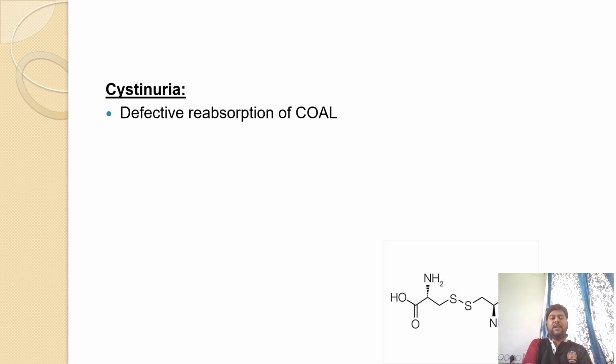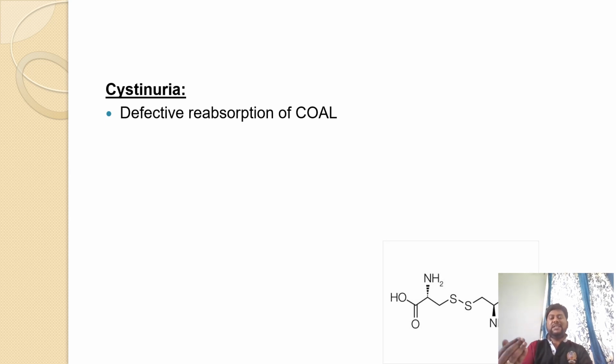Okay, so for reabsorbing each individual amino acid, we have many different transporters in the renal tubules. For reabsorbing cystine, we have a special transporter which along with cystine will also reabsorb ornithine, arginine and lysine. So when this transporter is defective, along with the other amino acids, cystine will also be excreted more in the urine, leading to cystinuria.